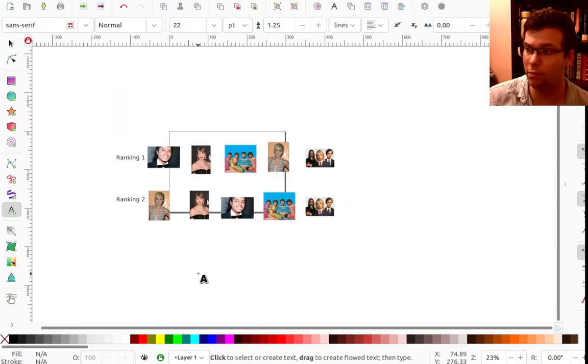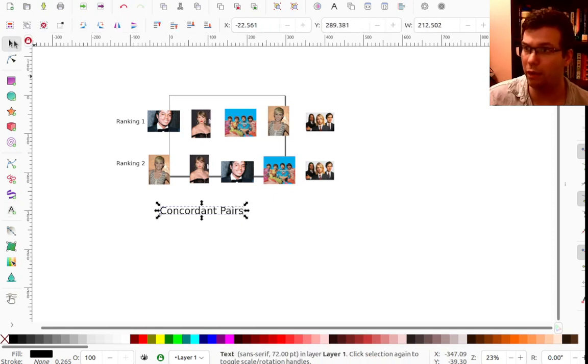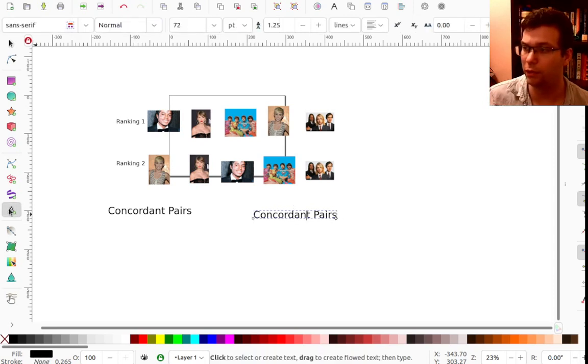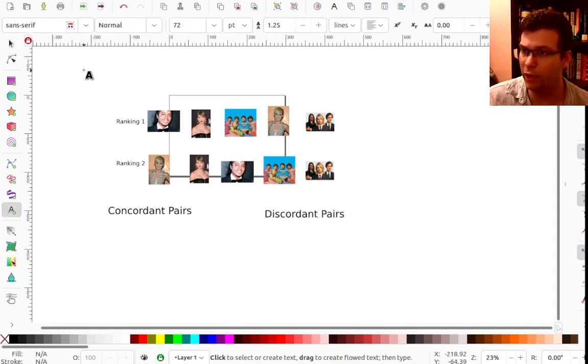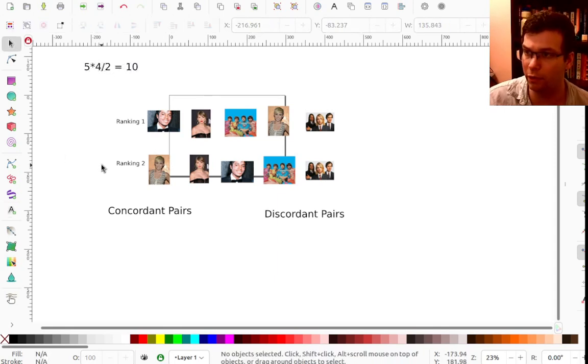So let me keep track of agreements. We call them concordant pairs. And then we also have discordant pairs, and these are the ones that they disagree on. So we're going to look at all pairs. In this case, there are 5 objects, so the number of pairs is going to be 5 times 4 over 2. So there's going to be 10 pair elections to consider.